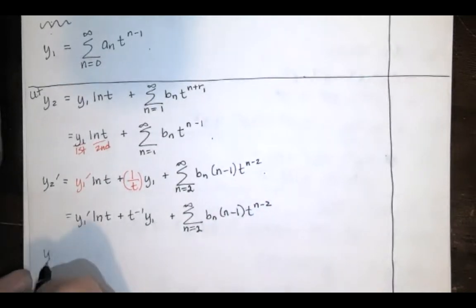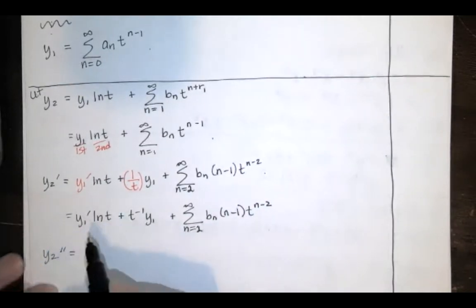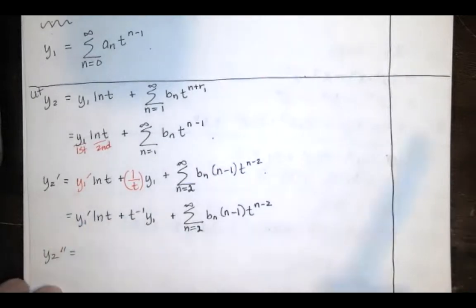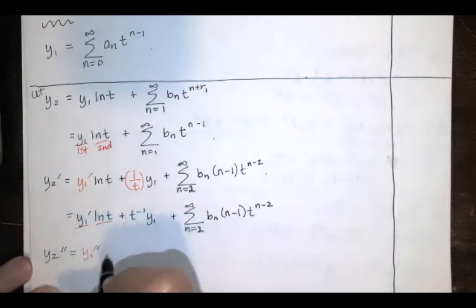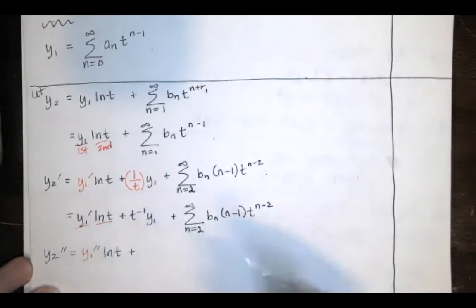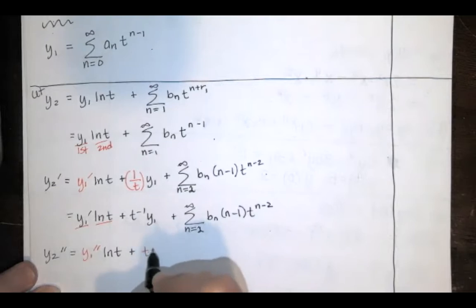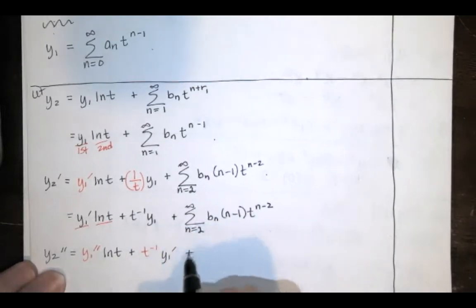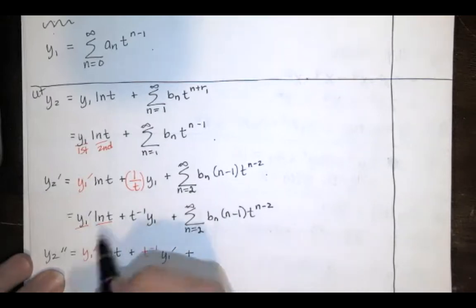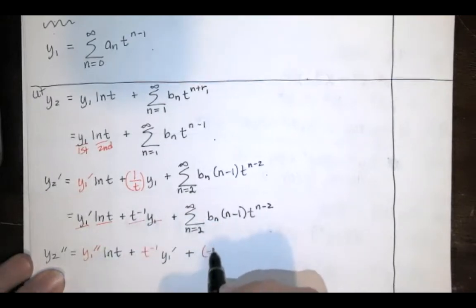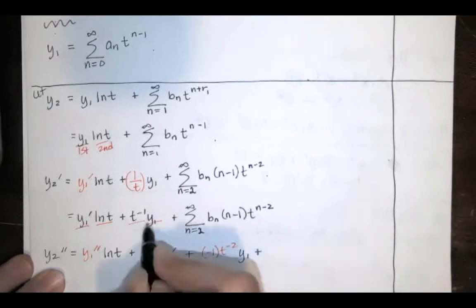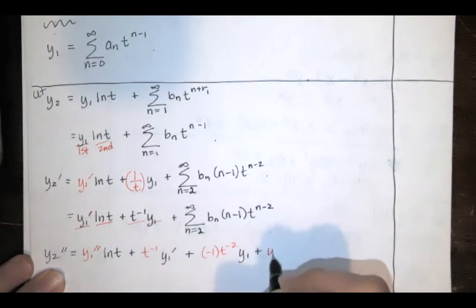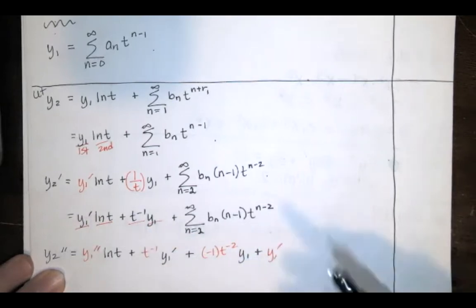Okay, now for y sub 2 double prime, use the product rule again. We'll have the product rule here. Derivative of the first times the second, plus the derivative of the second, which is 1 over t, or t to the -1, times the first, plus here, use the product rule again, derivative of the first by the power rule, times the second, plus the derivative of the second, times the first.